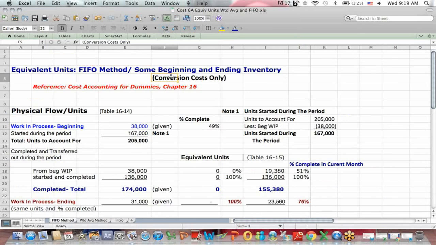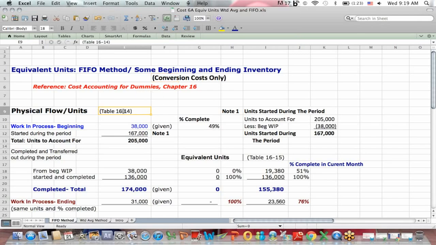So there's no material, there's no overhead. We're only considering the conversion cost that relates to labor. Normally conversion cost is both labor and overhead. Those are the costs to convert material into a final product. That's why we call them conversion costs. So just think about it in terms of labor costs for this example.